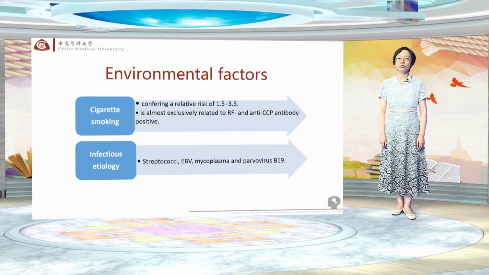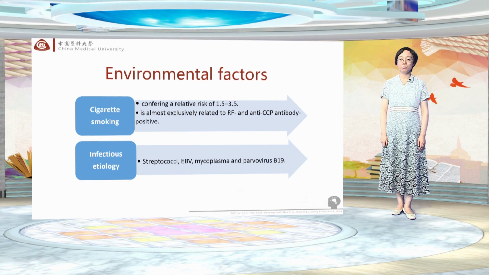Then, let's see the environmental factors. In addition to genetic predisposition, a host of environmental factors have been implicated in the pathogenesis of RA. The most reproducible of these environmental links is cigarette smoking. Numerous cohort and case-controlled studies have demonstrated that smoking confers a relative risk for developing RA of 1.5 to 3.5. In particular, women who smoke cigarettes have a nearly 2.5 times greater risk of RA, and this risk will persist even 15 years after smoking cessation. A twin who smokes will have a significantly higher risk for RA than his or her monozygotic co-twin.